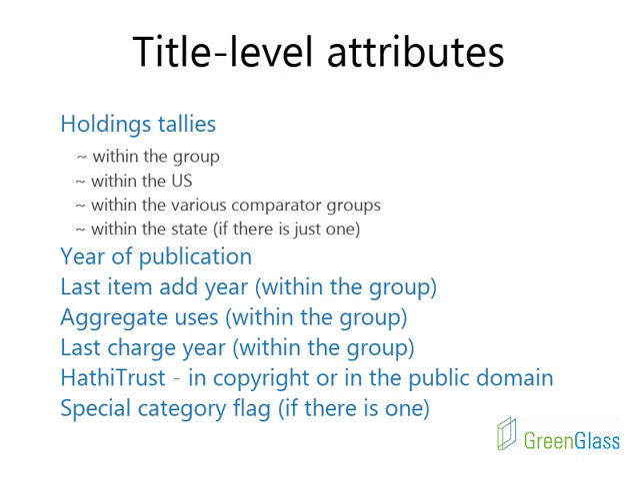Here are the title level attributes or building blocks that can be used in GreenGlass retention models. With these parameters, we can establish rules related to title scarcity, age, overall usage, recency of use, HathiTrust status, and a locally defined special category.